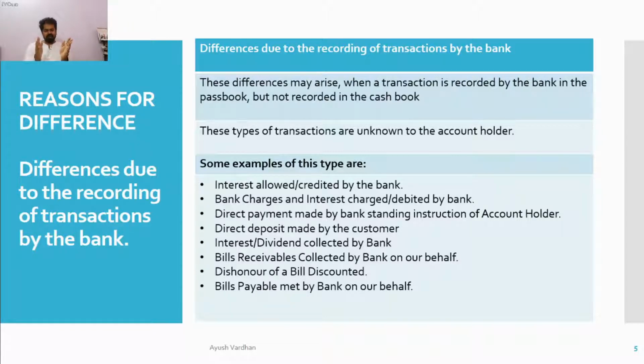Then bank receivables collected by the bank on your behalf. The same way the bank makes your payment to someone, the bank also takes the payment on your behalf. So that is again a single entry. Dishonor of check and bill discount, we will see in this point later. Bill payable made by the bank on your behalf, we have already talked about this.